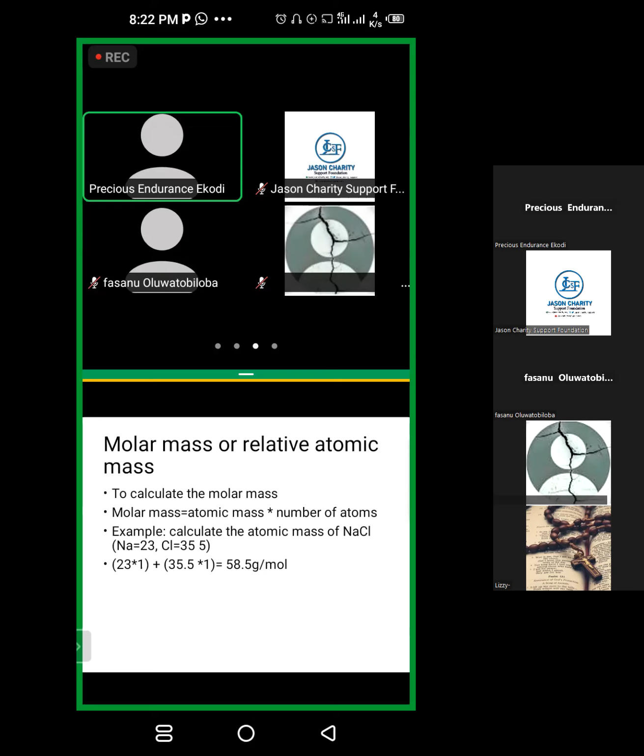So 23 times 1, because we have only one atom of sodium here. If the number was different, say 2 or 3, you would have a small number written at the base, as a subscript of sodium. But since there's nothing written there, we know that it is only one atom of sodium in this compound. So we represent that with 1. So we have 23 times 1. And then for chlorine, the atomic mass being 35.5 times 1, because we have only one atom of chlorine here.